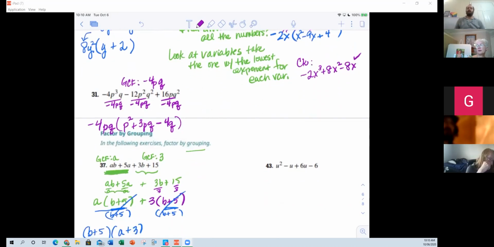the biggest number that will go into 4, 12, and 16 is 4. And we want to take the negative because the leading coefficient is negative. So -4. And then if you look at p to the third, p to the second, and p, the one that has the lowest exponent is p. And then if you look at the second variable, q to the second, and q to the second, the lowest exponent there is q. So the GCF is -4pq. That's what you put right here in the front. And then you divide every single piece of that original polynomial by -4pq, and you end up with p squared plus 3pq minus 4q.